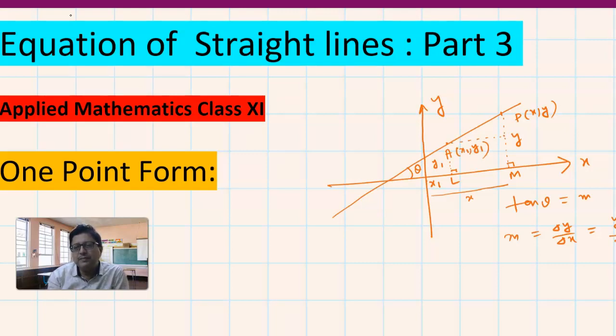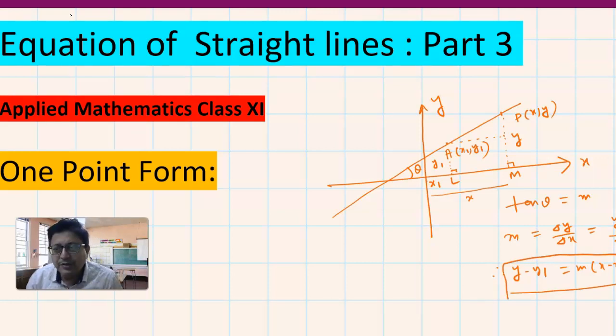So if we cross multiply with x minus x1, then you have y minus y1 equals m into x minus x1. So equation of line in one point form is like this, where slope of the line will be given, a point on the line will be given, and we can deduce the equation of line.